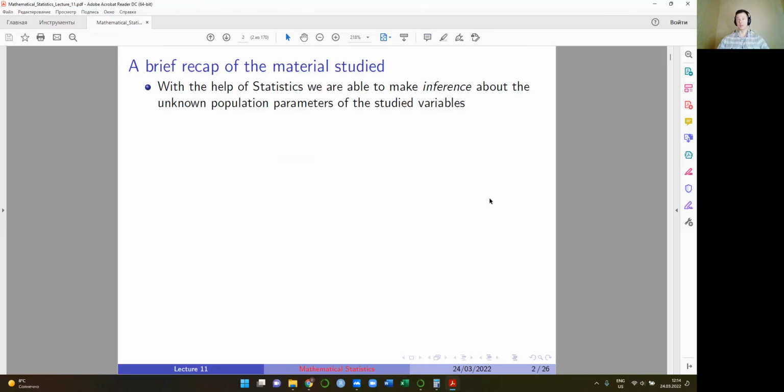So what we have covered already, because it has passed around 14 weeks probably since we started. And we have studied a lot, so let's give some brief overview of the material covered. So our main task is to make inference about the unknown population parameters of the studied variables.